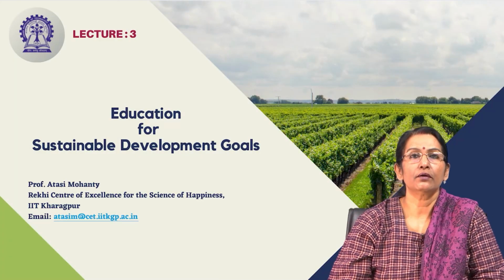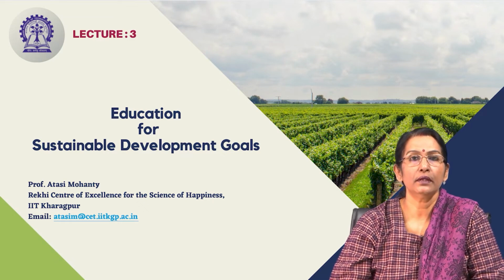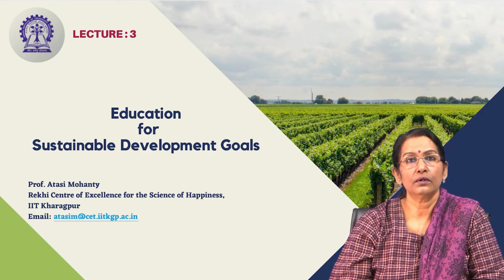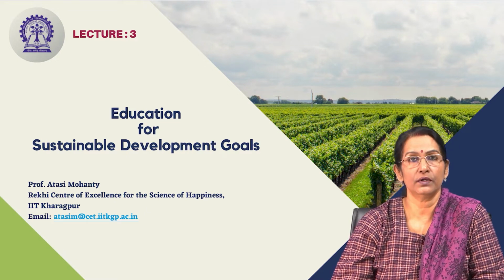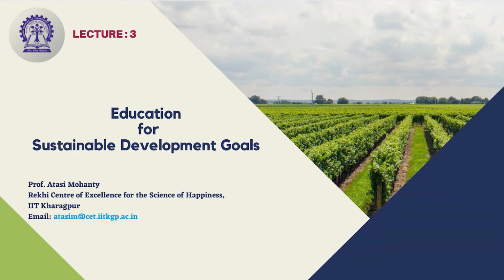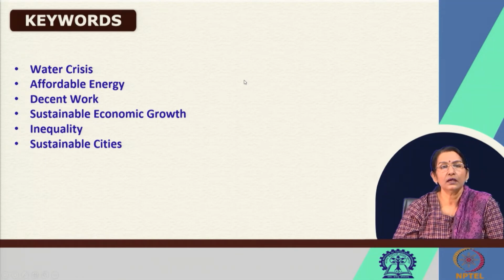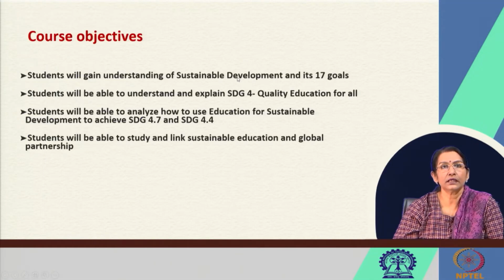Hello viewers, welcome back to this NPTEL course on ESD, Education for Sustainable Development. In the last class we were discussing SDG 1 to 5. So, today we will start a brief discussion about SDG 6 onwards. These are some of the key words: water crisis, affordable energy, sustainable economic growth, inequality. Now, we will proceed towards SDG 6.